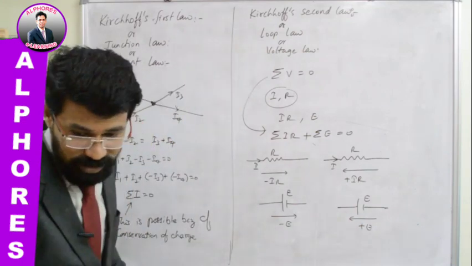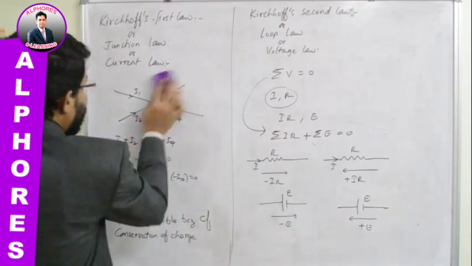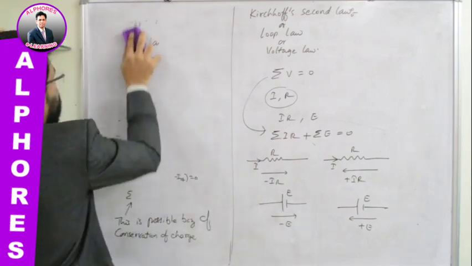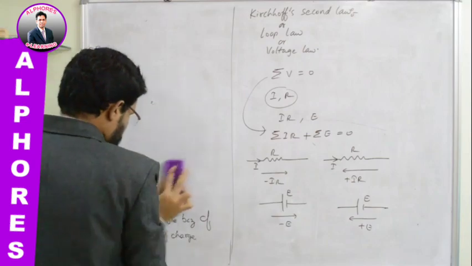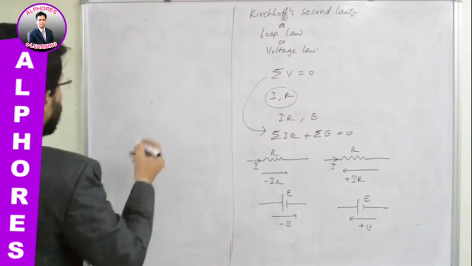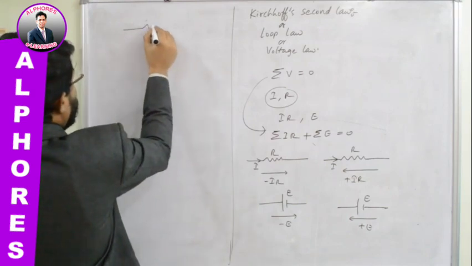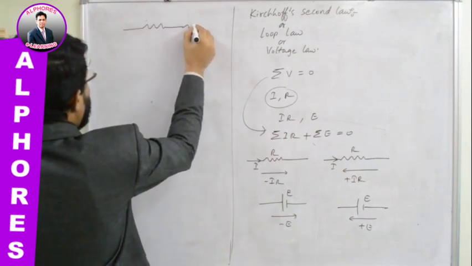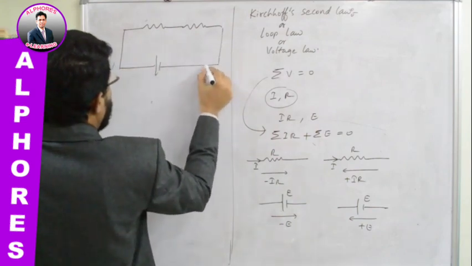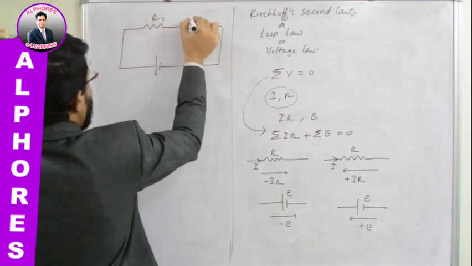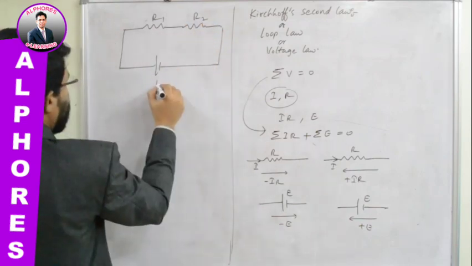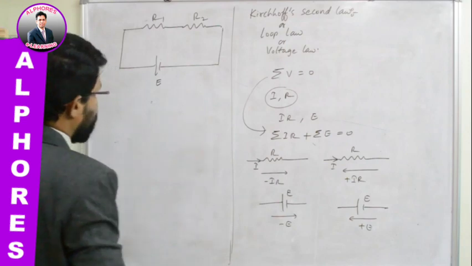Let us take one circuit here, and I will take two resistors in the circuit and one cell. Let us say one resistor is present here, another resistor here, and one cell is connected to these two resistors. R1 is the resistance of this resistor, R2 is the resistance of this resistor, and the EMF is E.